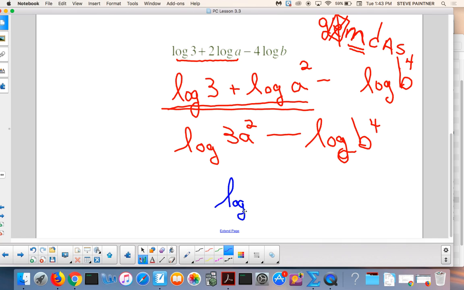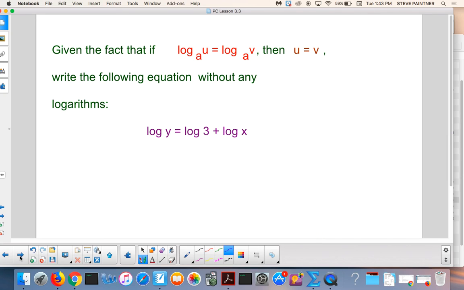Log of, what goes on top? 3a squared. What goes on the bottom? b to the fourth. So you're taking the log of that. If you expanded it, you'd go back to this. If you condense it, you go here. Expand it here, condense it here. The word condense means make it smaller, expand, make it longer. Good? Okay, there's two more things.